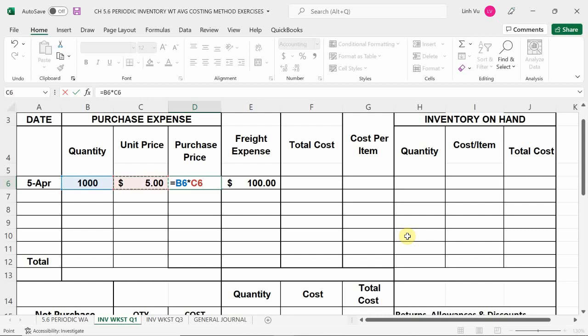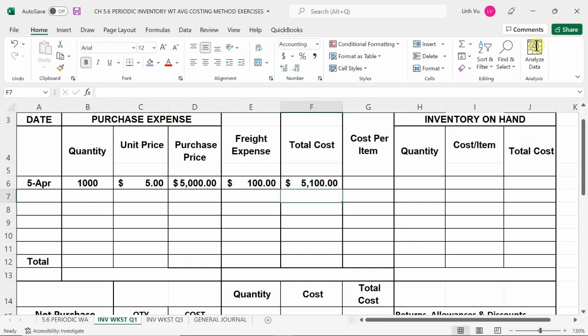No. 1,000 times $5 is 5,000. Yes, it's 5,000, not 55,000, not 5,500. Okay. So in this case, my total cost is 5,000 plus 100, which is 5,100. Now, let's just assume this is the only batch of inventory that we're going to have. What is my average cost per item for this batch? It's going to be $5.10, okay?